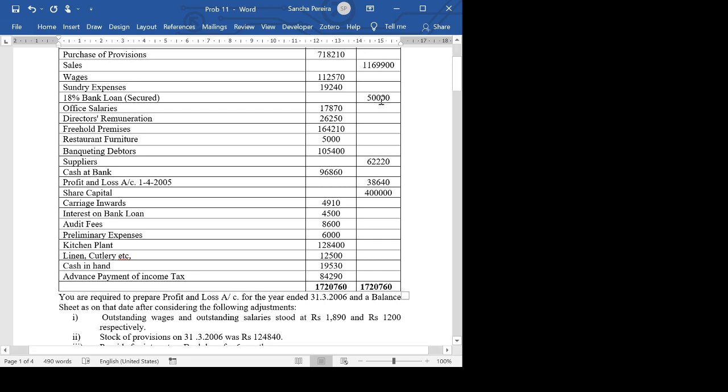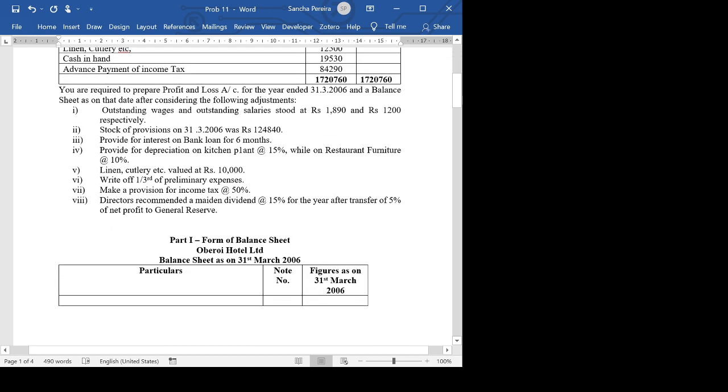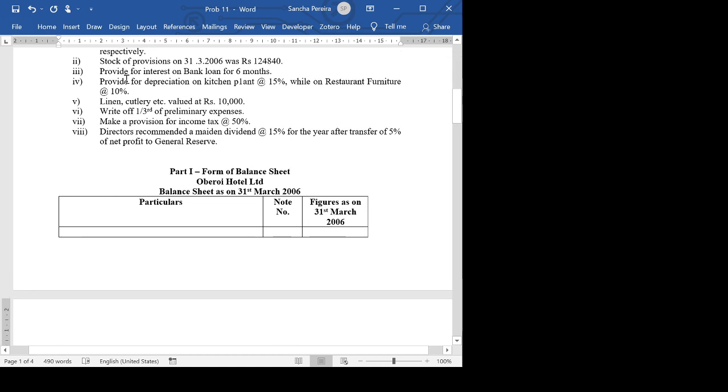Okay, and this is a liability. It didn't strike me to tell you. It is a liability since it's a credit balance. If it was a debit balance, it would have come in long-term loans and advances. Right now, we are taking it under long-term borrowings. So 18% on 50,000 comes to 9,000 a year, the interest component, out of which only 4,500 has been paid. Where is that? Here. Only 4,500 has been paid. That's why the adjustment has said provide for interest on bank loan for 6 months.